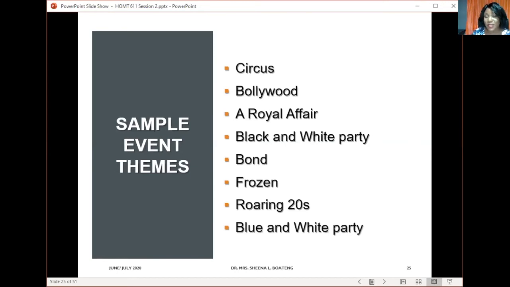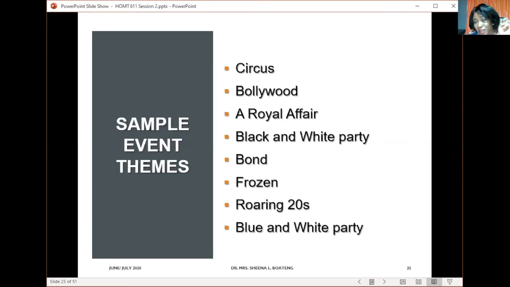They also have parties called a royal affair, where people will dress like royalty, will dress like Prince Charles, Queen Elizabeth. Then we have the typical black and white party, where everyone is wearing either black or white or a combination of the two. Then we have the Bond party, which is usually based on the James Bond movies. So people will dress the way the people in the James Bond movies would dress. The women usually dress very sexy, and the men usually dress in sharp suits just to look professional and cool like James Bond, right?